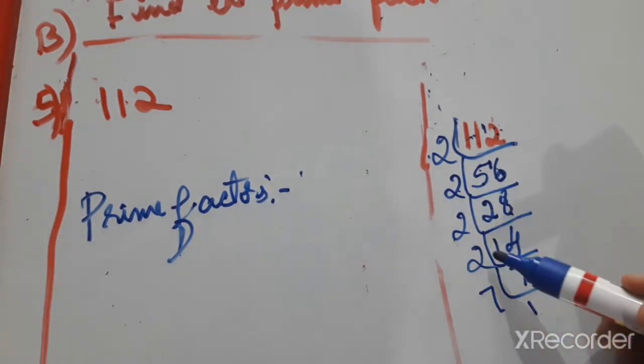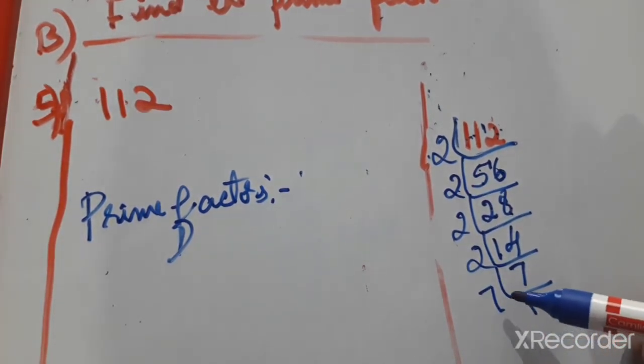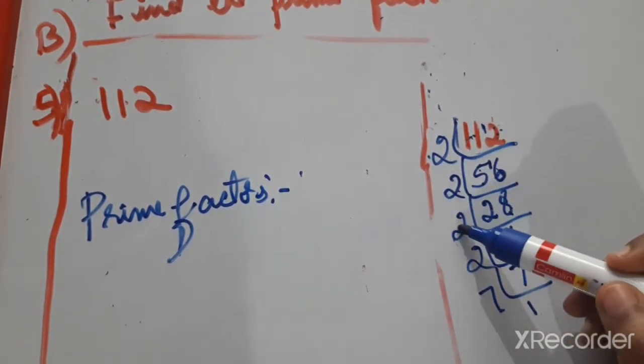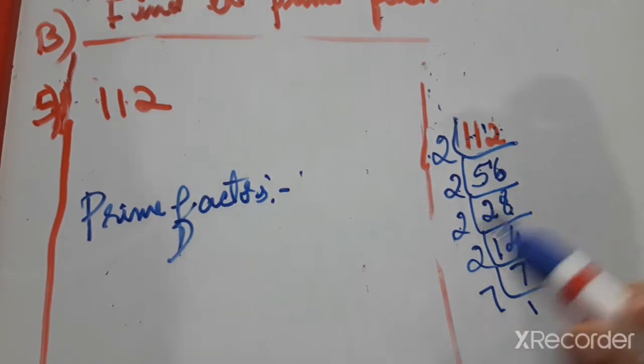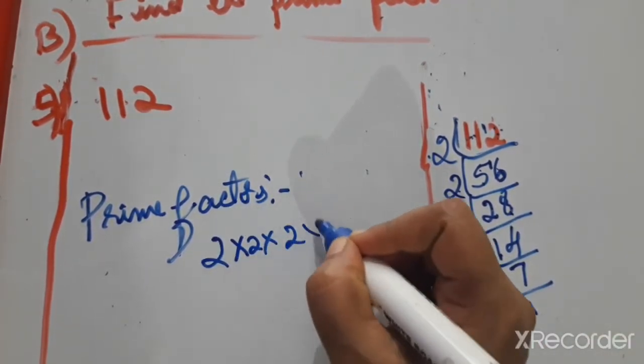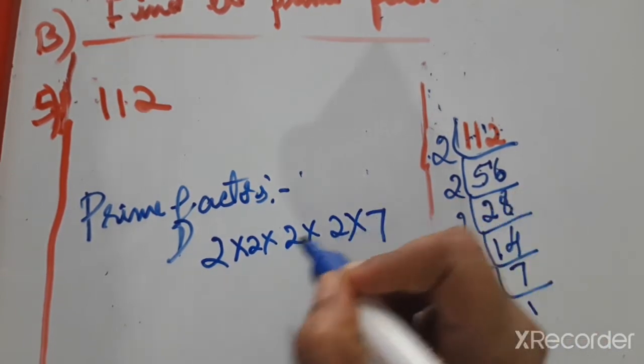We want only prime numbers, children. Factorize only with the prime number. So prime factors are 2 into 2 into 2 into 2 into 7. How many times? 4 times 2. 1, 2, 3, 4 times 2 and 7. This is the answer.